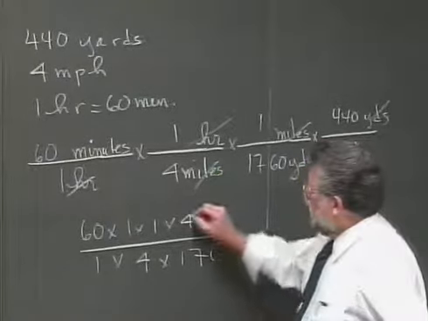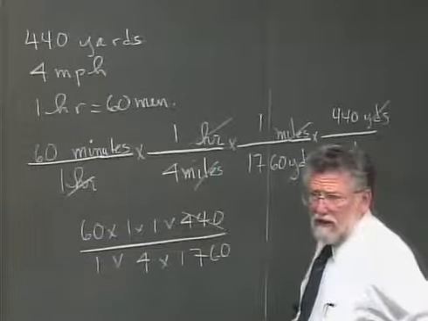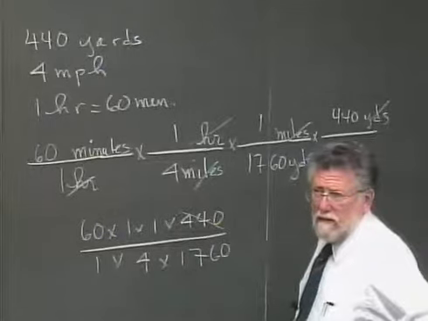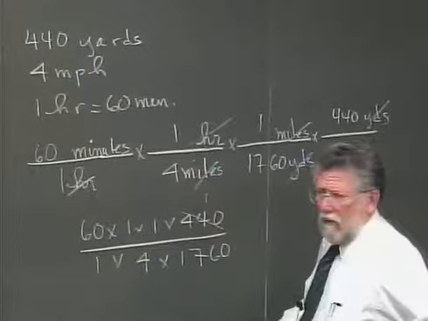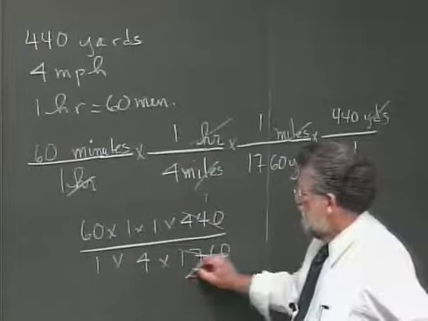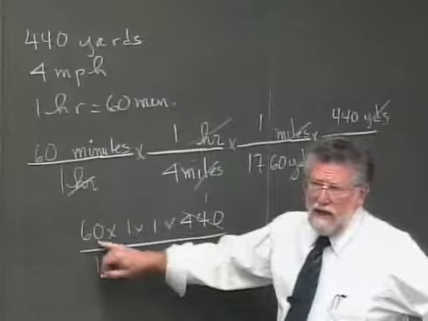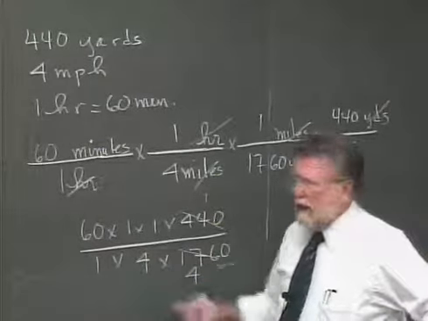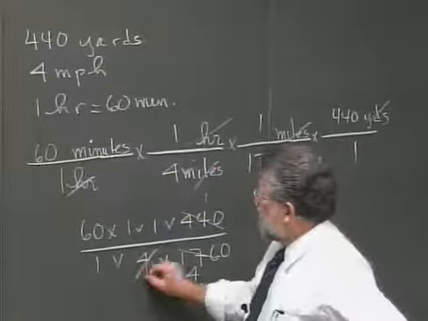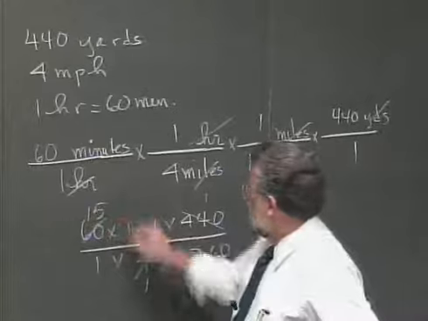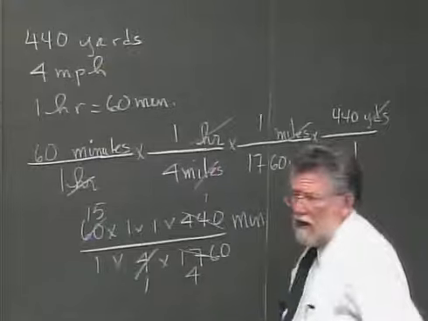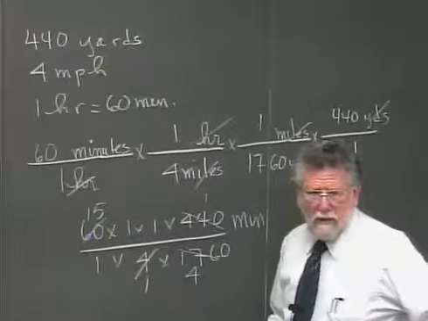Now how many times will 440 go into 1760? Anybody? I want to cancel here. 440 into 1760 goes 4 times. Now I have a 60 here. I have a 4 and a 4. Can I cancel anything with the 4 and the 60? Okay, the 4 cancels here. It gives me 15 here. So I'm ending up with what? 15 over 4. What is that as a mixed number?